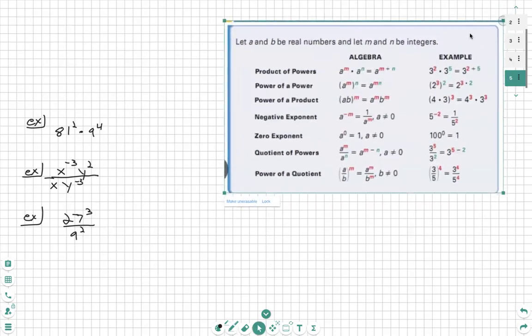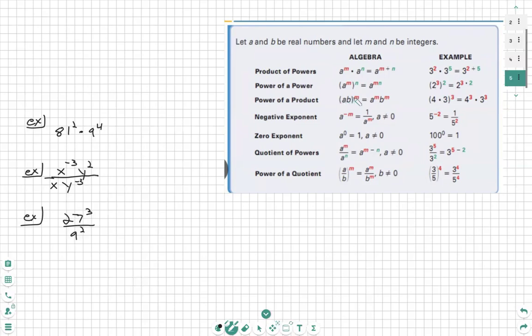So the main thing to remember here is when we are multiplying exponents with the same base, the exponents will add. So check this out. 3 squared times 3 to the 5th is equal to 3 to the 2 plus 5. We add those exponents. When I have an exponent to an exponent, they multiply. So in our example, 2 to the power of 3 to the power of 2 means 3 times 2.